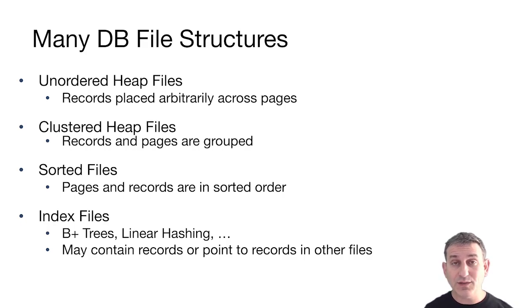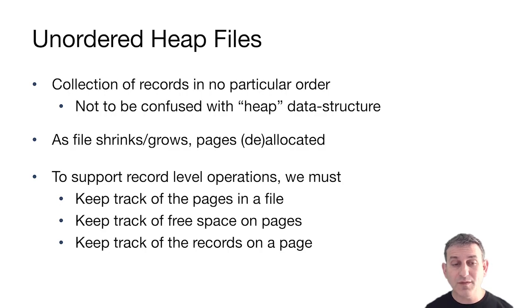And then finally, as we'll see later on, there's a variety of clever index files, which are essentially disk-based data structures for doing lookups on data. This includes B+ trees, linear hashing, other schemes. We'll focus on B+ trees later in this class. The index files themselves may either contain records, or they can contain pointers to records in other files. So it's possible to have files referencing other files. Indexes do that. So let's start by talking about unordered heap files.